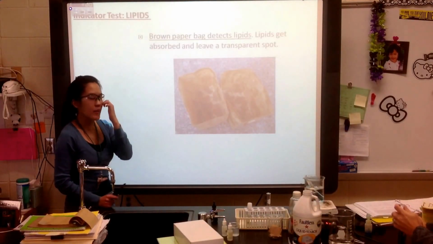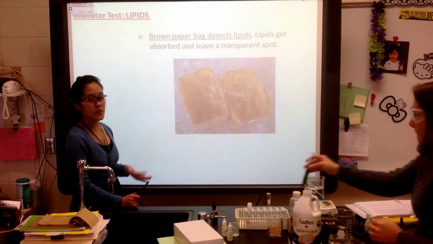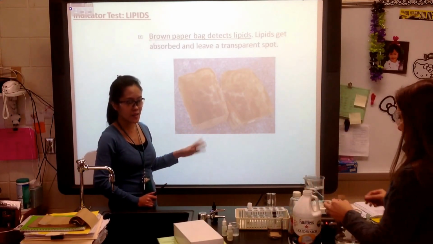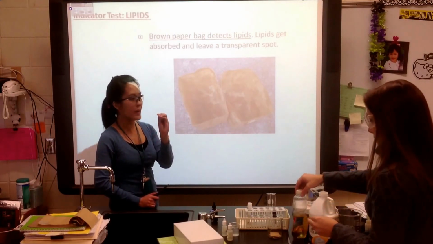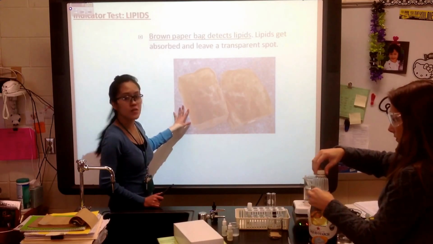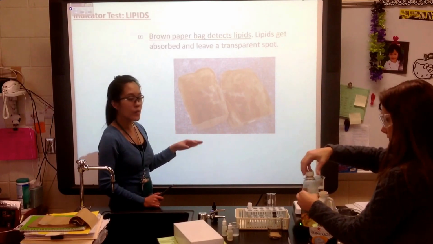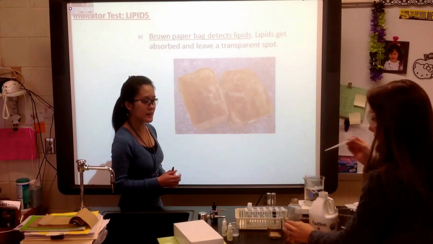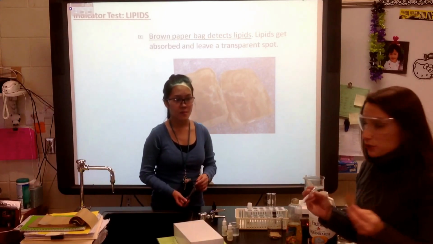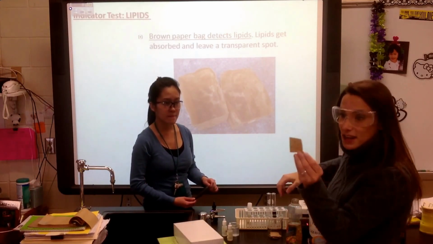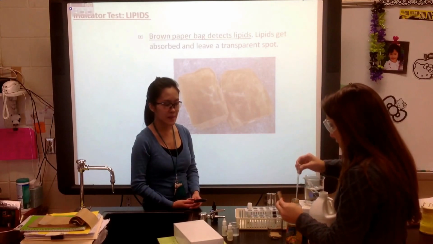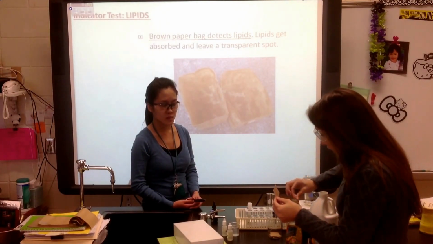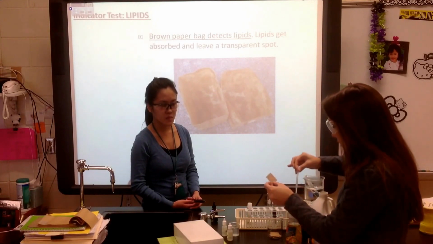The next test that we have, our third test, is going to be for lipids. And with lipids, you're just going to have your brown paper bag. You're going to start with your dry brown paper bag, and if lipids are present on your sample, well then the paper bag will become a little transparent when you hold it up to the light. This test will be a little bit different. You don't need a test tube. You just need a piece of brown paper bag. And you're not going to add water to it. You're just going to add your sample directly to it.